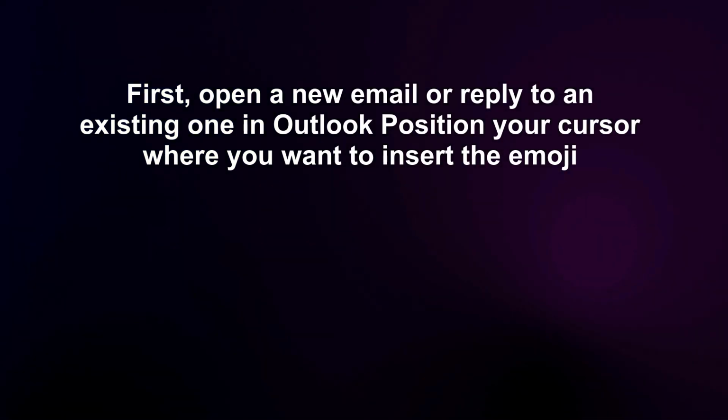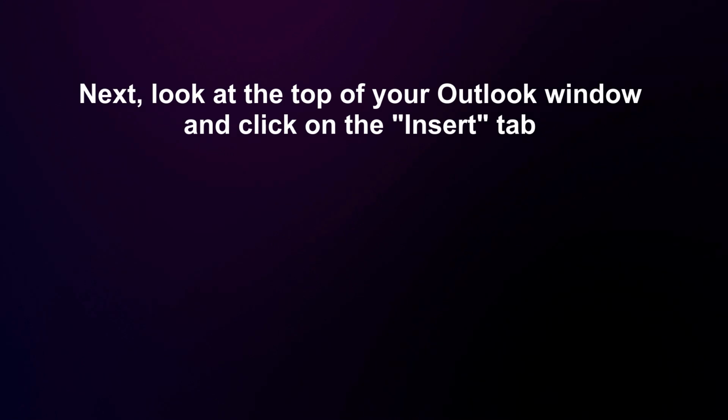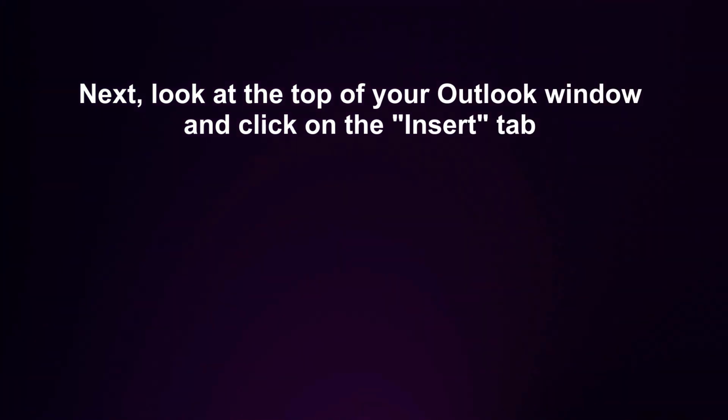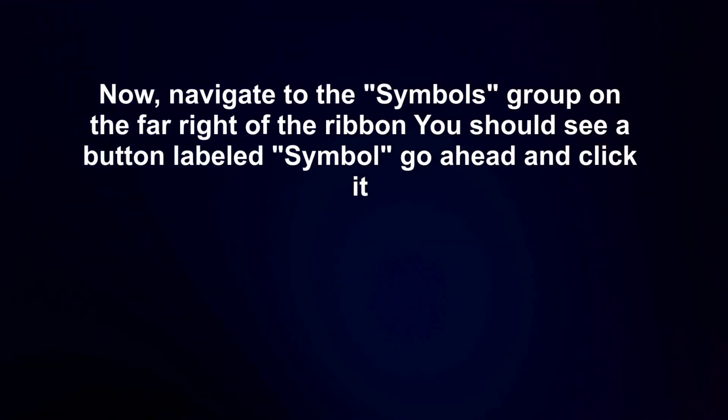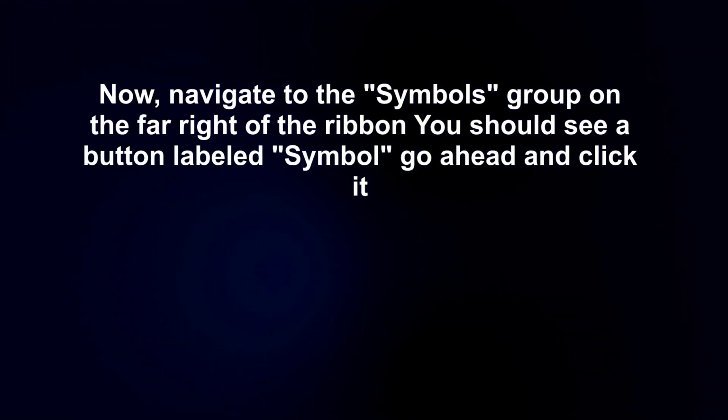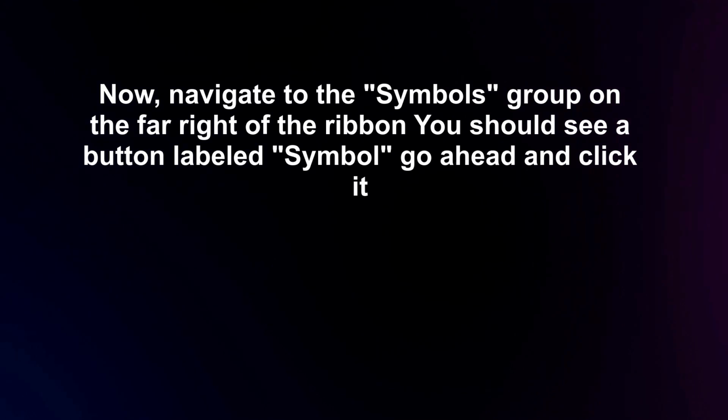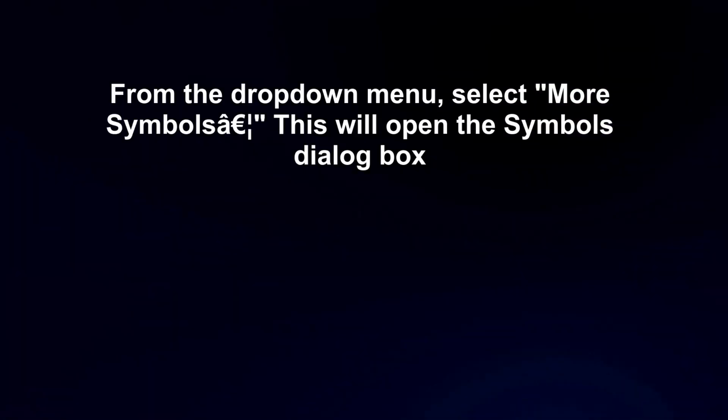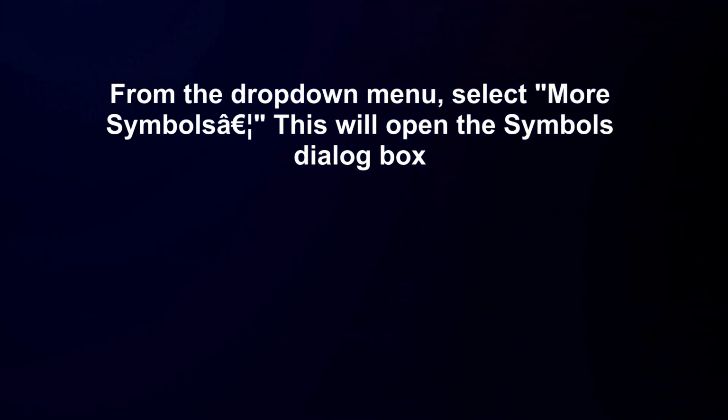Position your cursor where you want to insert the emoji. Next, look at the top of your Outlook window and click on the Insert tab. Now, navigate to the Symbols group. On the far right of the ribbon you should see a button labeled Symbol. Go ahead and click it. From the drop-down menu, select More Symbols.